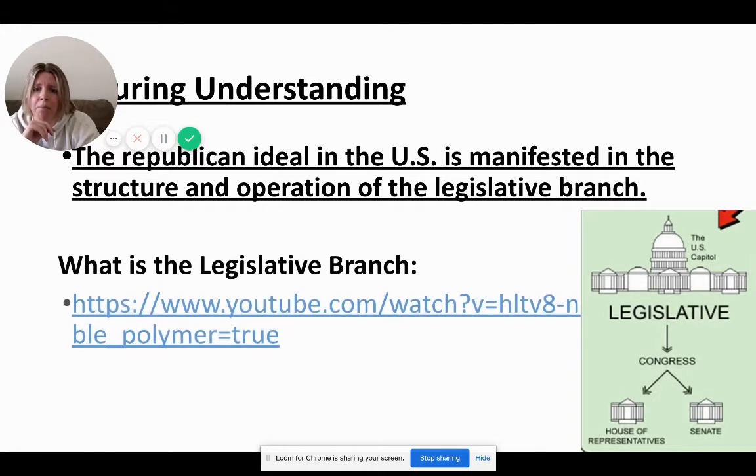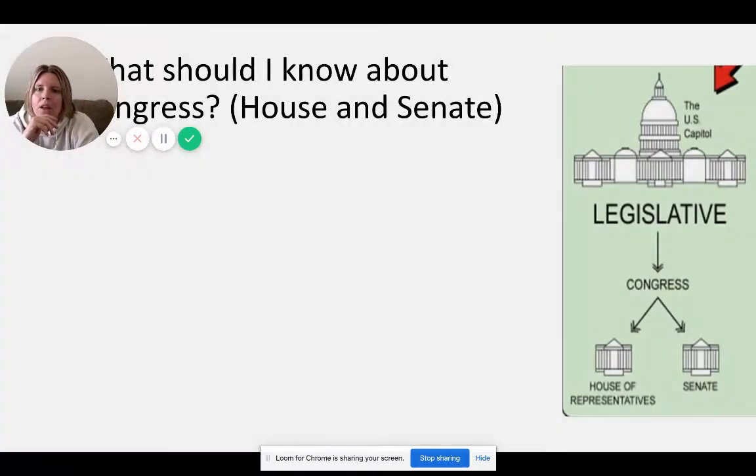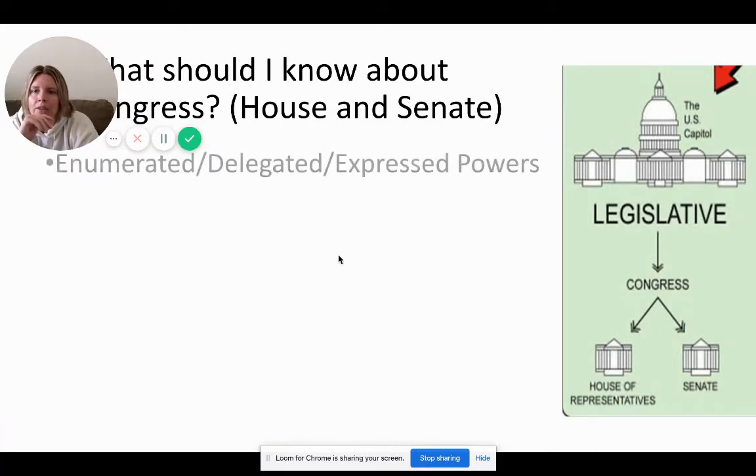What is the legislative branch? I've got a video link that you can click on there that just basically goes over the overview of what it is. Remember, the legislative branch is the Congress, and it has two houses. We are bicameral. You have a House of Representatives and you have a Senate. Okay, so what should I know about the House and Senate?